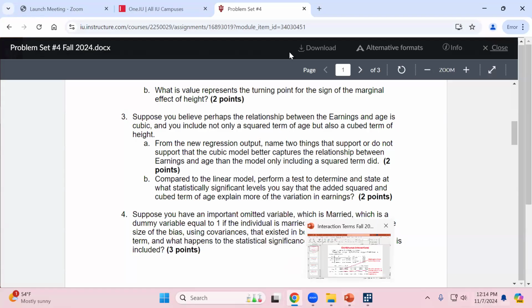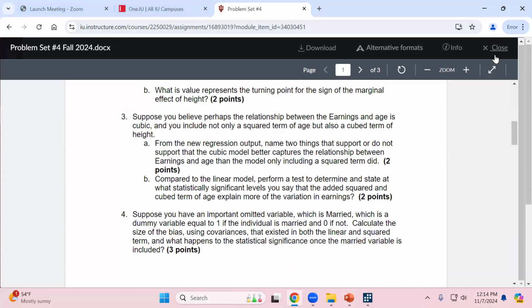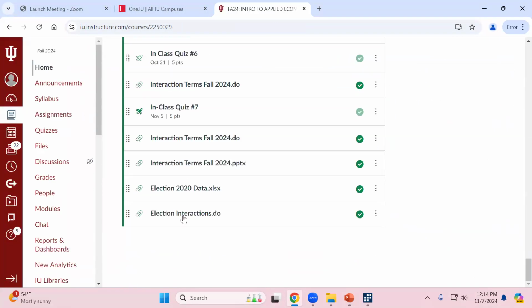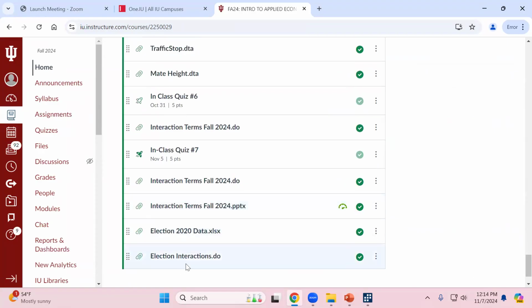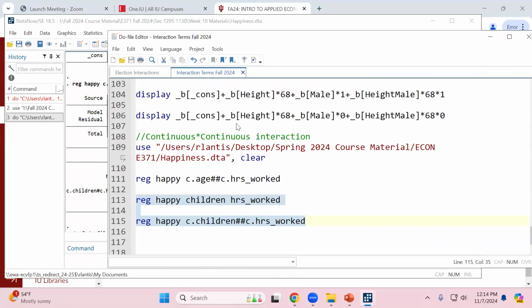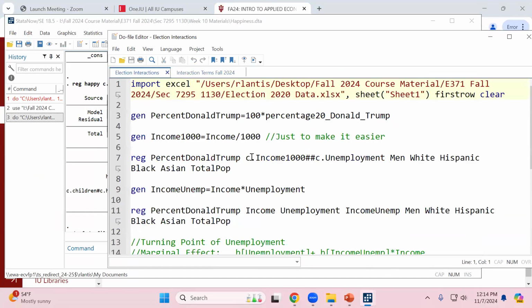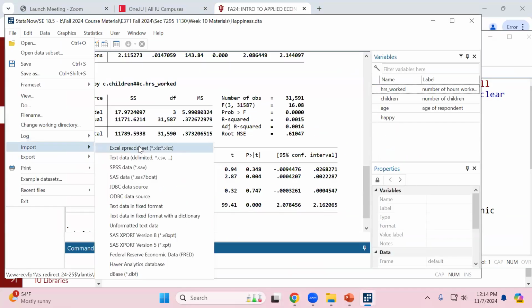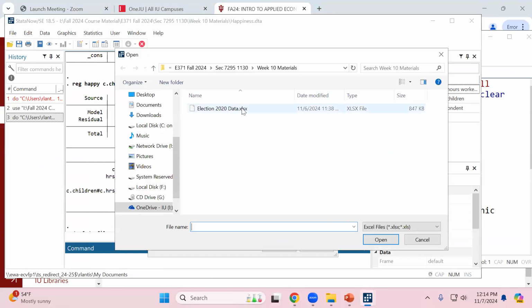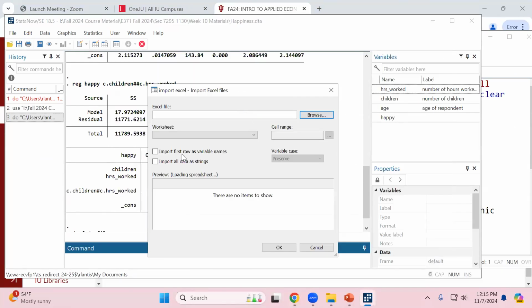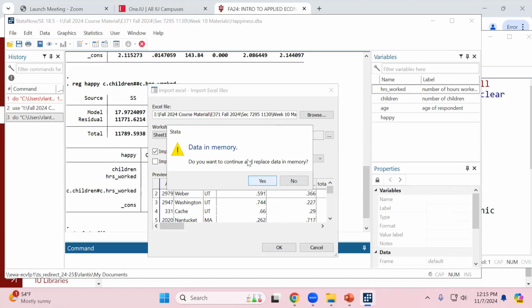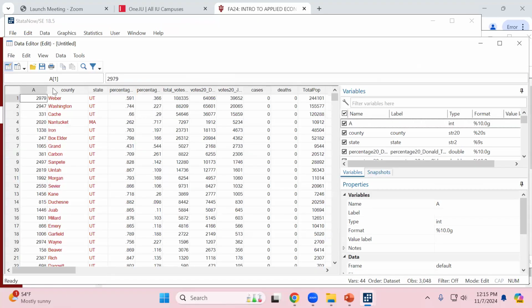So I also put up on the home page this election 2020 data and this interaction view file. So let's dive into the data here. Got these election interactions. I think it's an Excel file, so I'm going to import this Excel file. 2020 data, first row are variable names, hit OK, clear out my data.